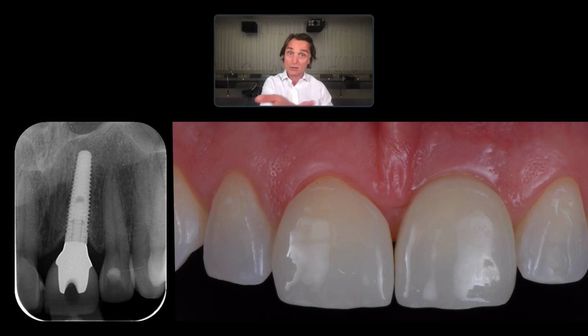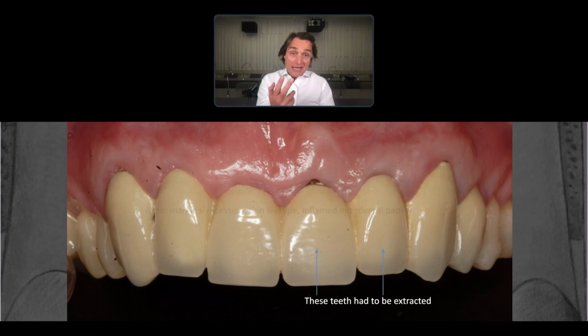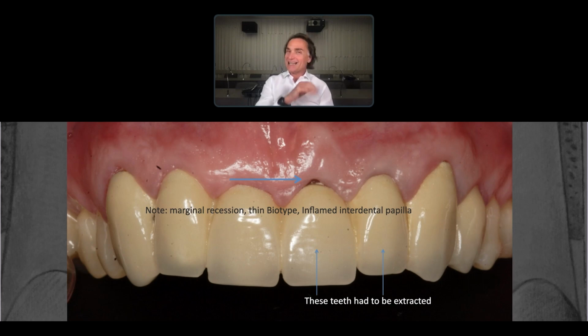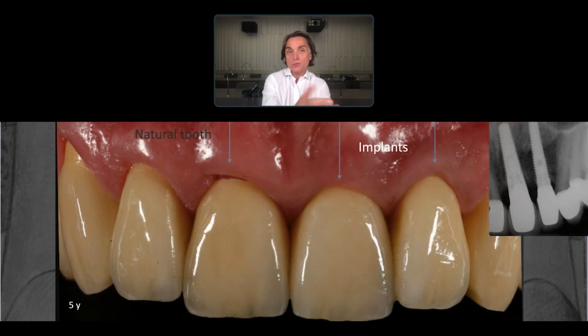And I also did something on the buccal to be able to preserve that. Now, the problem began when there were 2 teeth that you had to extract. And here you can see inflamed tissue. The bony peak is missing already because of the inflammation. And so here we placed 2 implants.